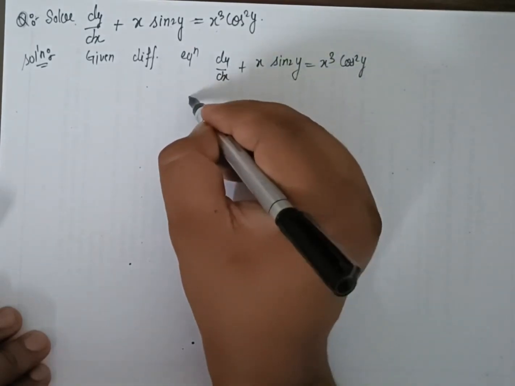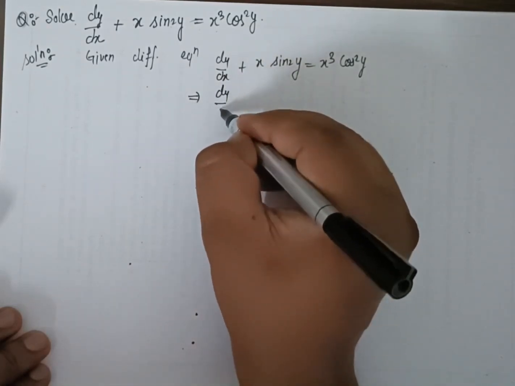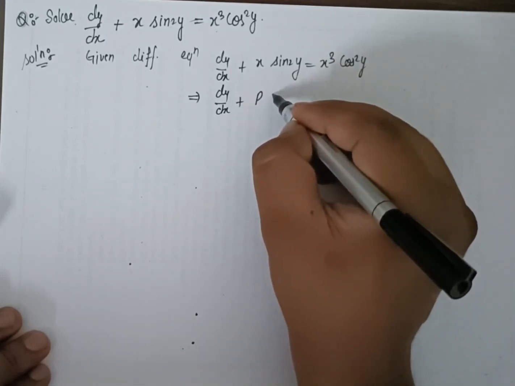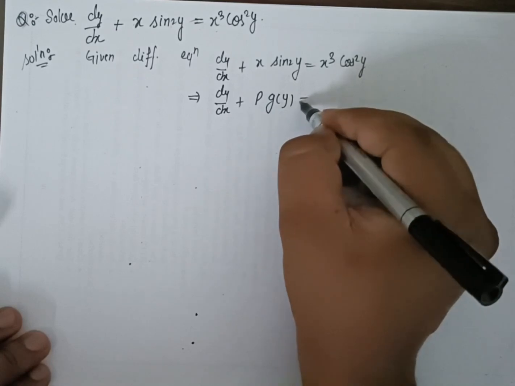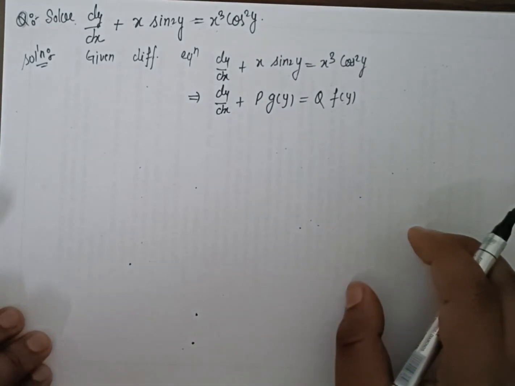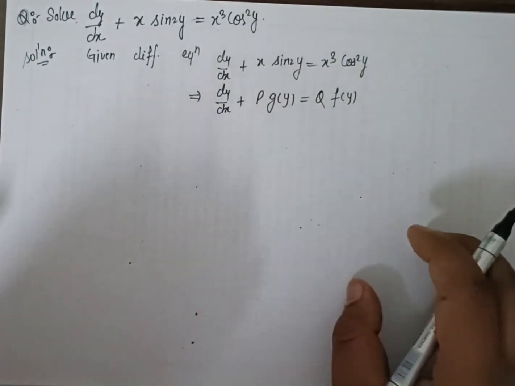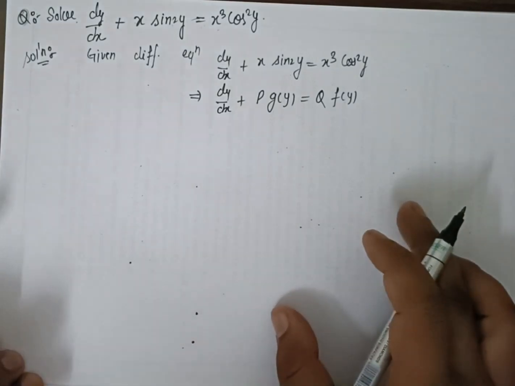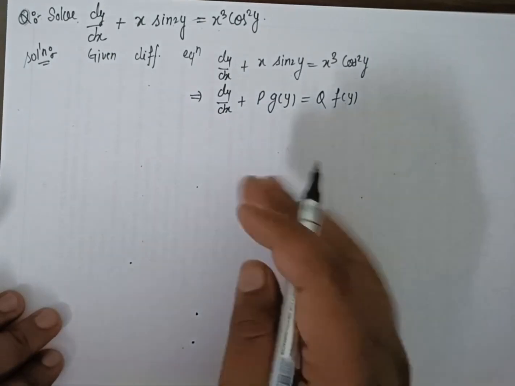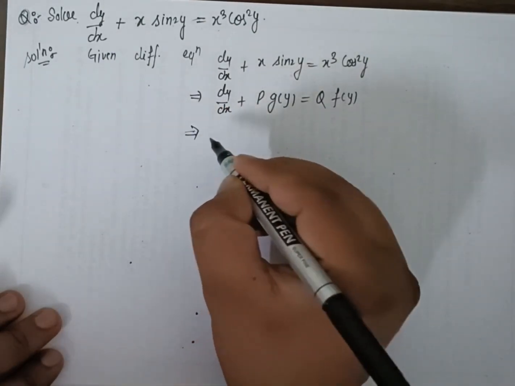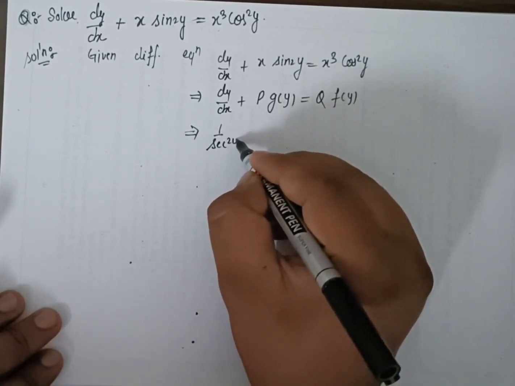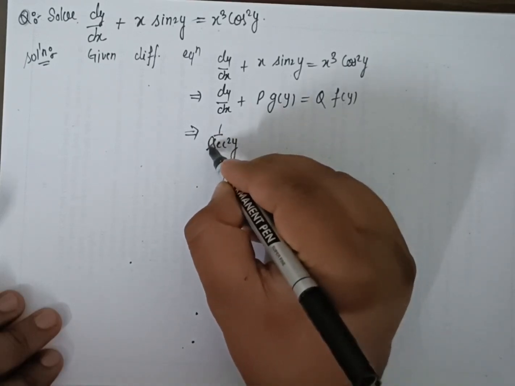Obviously the given form is like dy/dx + p(y) g(y) = q(y), which is another form of the linear differential equation, treated as Bernoulli's differential equation. Simply, we solve it by dividing the complete differential equation by f of y. So now divide the differential equation by cos^2 y. So you will get 1/cos^2 y.